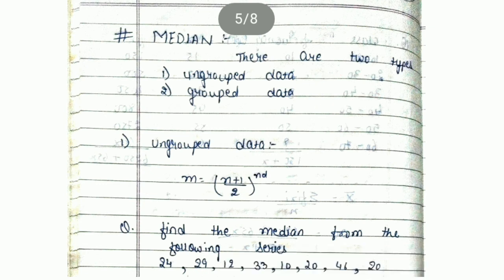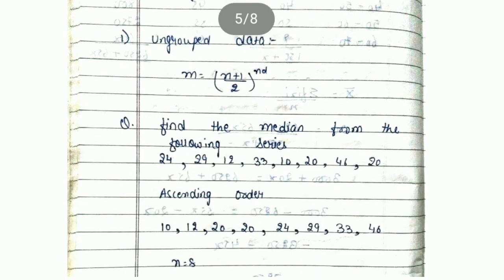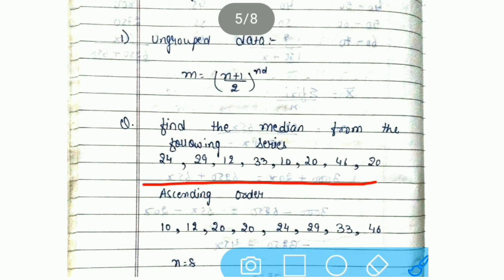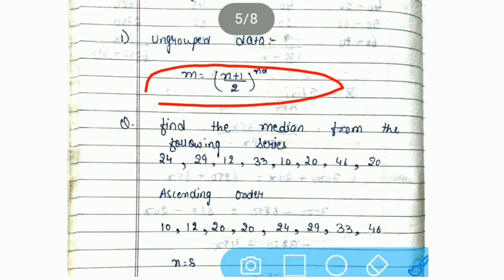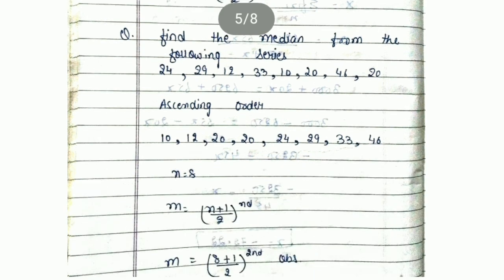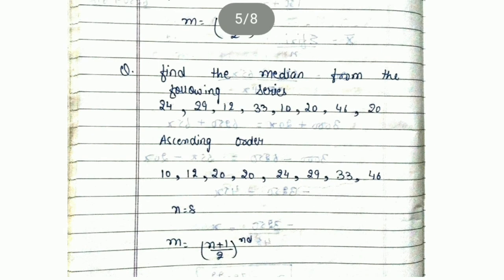Ungrouped data means what? You know very well, where only numbers are given to us. So see here numbers are given to us, then it becomes our ungrouped data. This is the formula of our ungrouped data median, that is M equals to (n plus 1) divided by 2 observation. M denotes median and n is your number of observations. So let us calculate our question number 1 as it is given.